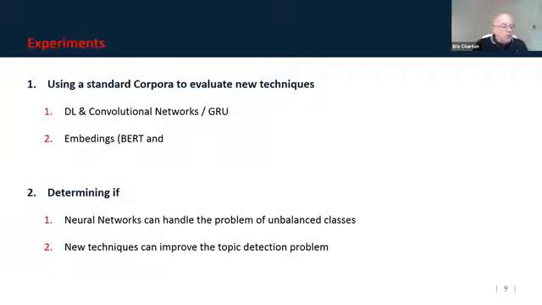To try to answer this question, we decided to conduct an experiment using a standard corpora to evaluate some new techniques. By standard corpora, I mean a corpus of text scientifically tested before the period where deep learning was massively deployed in natural language classification. And we want to apply to this corpus, where we have some measures coming from 10 years ago or before, the new techniques, embeddings and convolutional networks. What we want to know is whether neural networks can handle the problem of unbalanced classes and of ambiguity, of course, and if the new techniques can improve the topic detection problem.